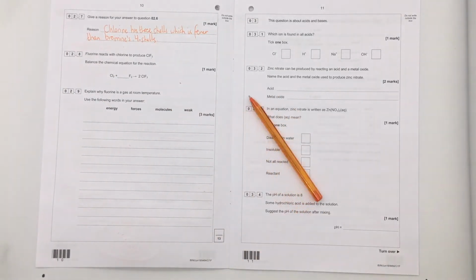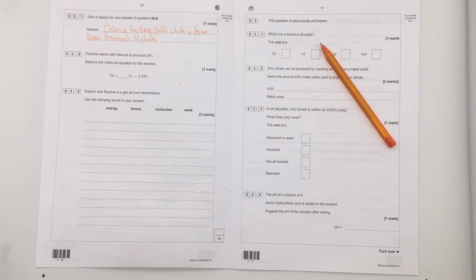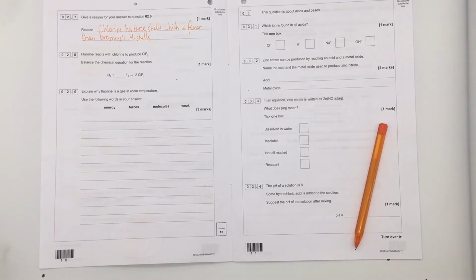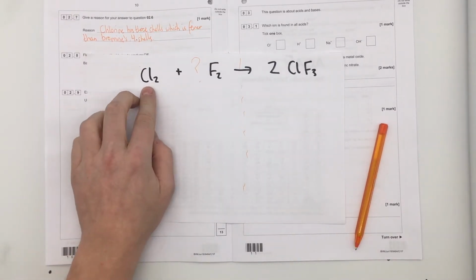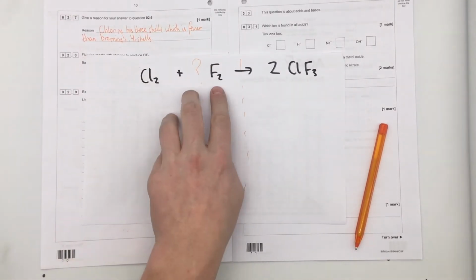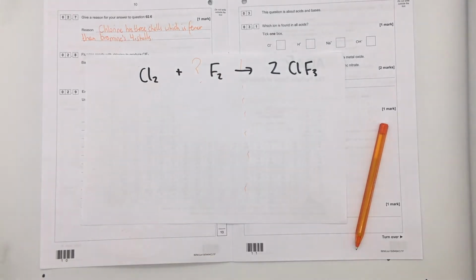Fluorine reacts with chlorine to produce ClF3. Balance the chemical equation for this reaction. Okay, so to balance it, if I write that equation down, you can see I've got Cl2 plus some amount of F2, I'm not sure about this, goes to 2ClF3.